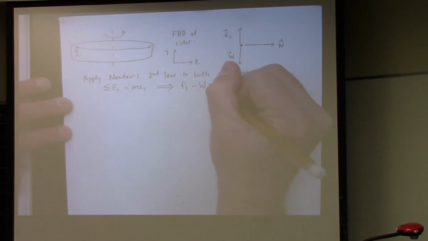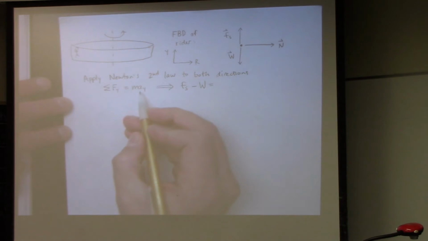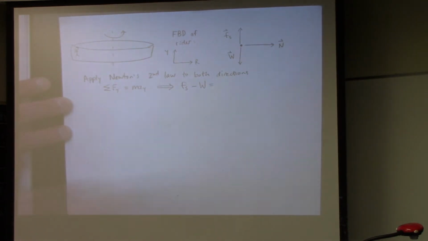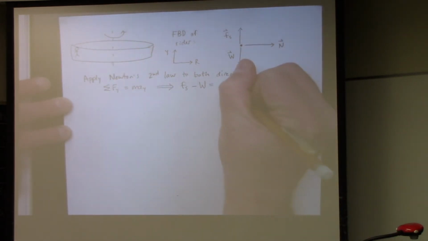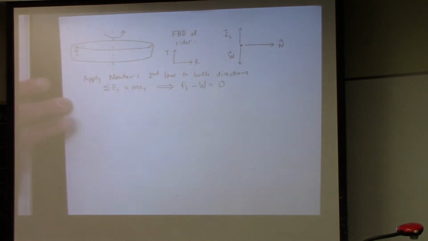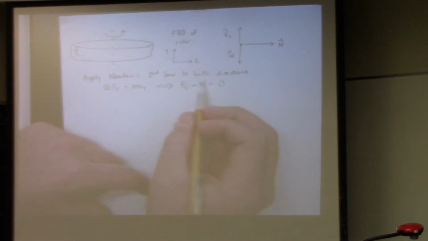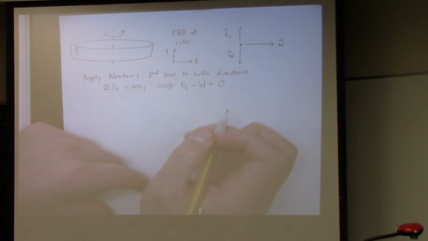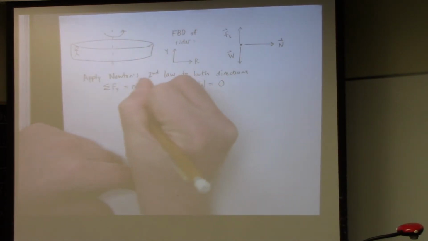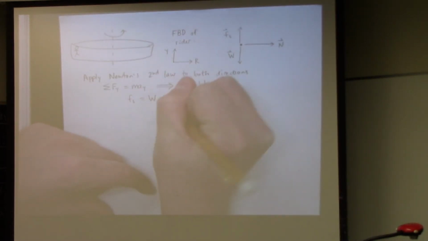On the other side of the equation, we have m times ay, but the acceleration in the y direction we can set to 0. This person is not accelerating vertically at all. That's the whole idea of the rider not sliding down the wall. There's no acceleration in the y direction. So we have Fs is equal to W.